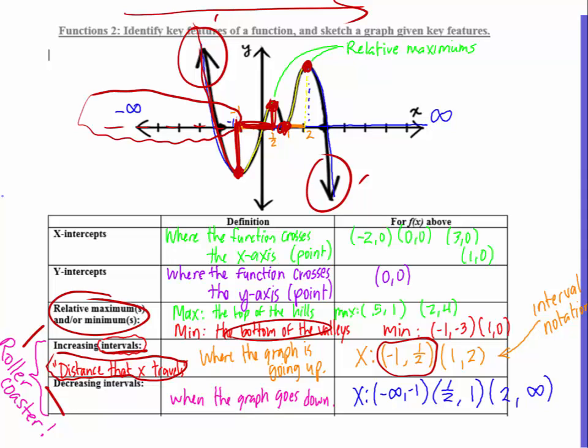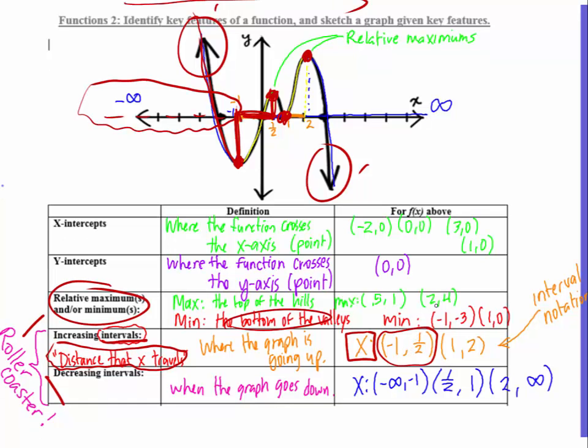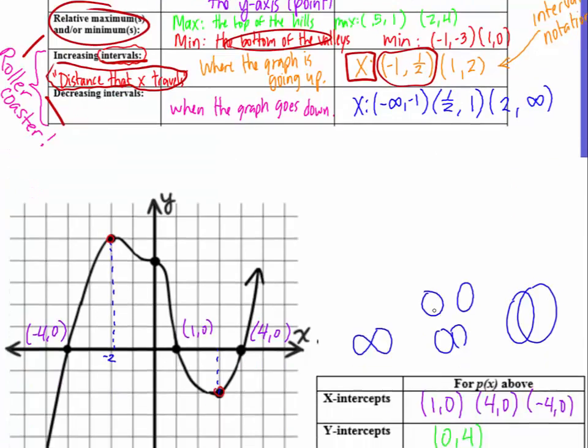And I know intervals look like points, but what tells me that this is not a point is the x that is in front. You have to have that, or else I think this is a point, which is technically not true.